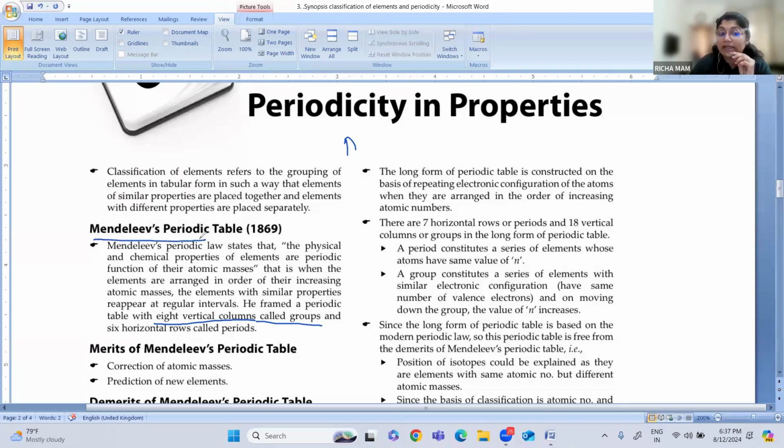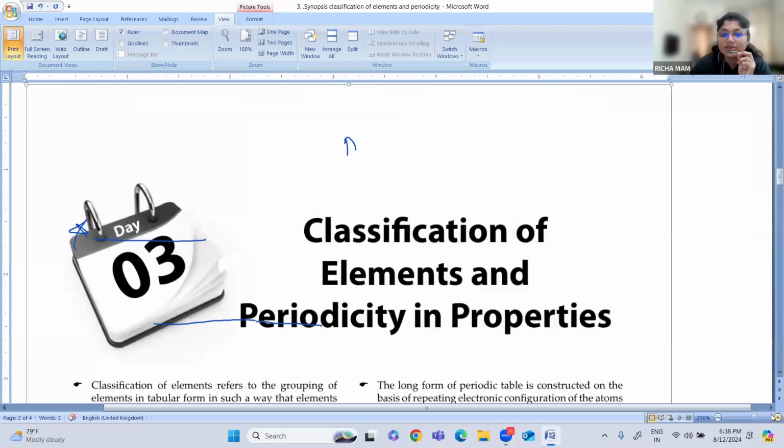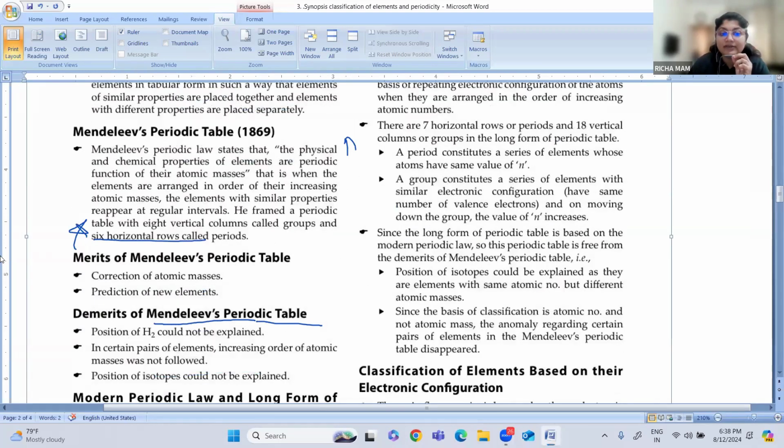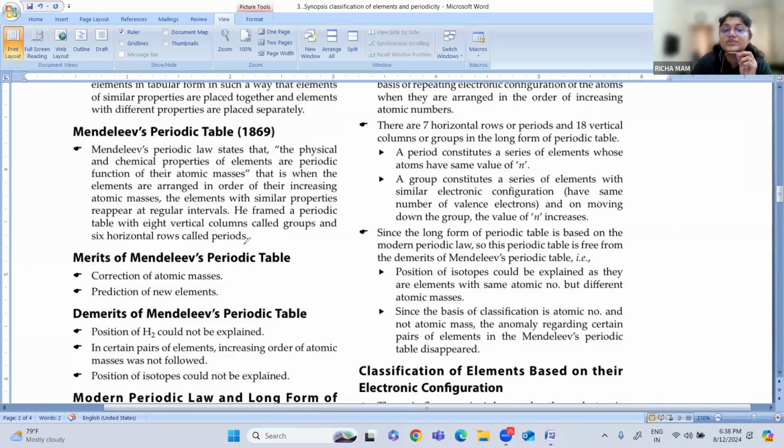This is about Mendeleev's table, before the modern periodic table. Mendeleev's periodic table is also important, and it gave a major contribution. What was in Mendeleev's periodic table? It consisted of 8 vertical columns, which were called groups, and 6 horizontal rows, which were called periods. Now, what was the merit, what was the importance of this periodic table?